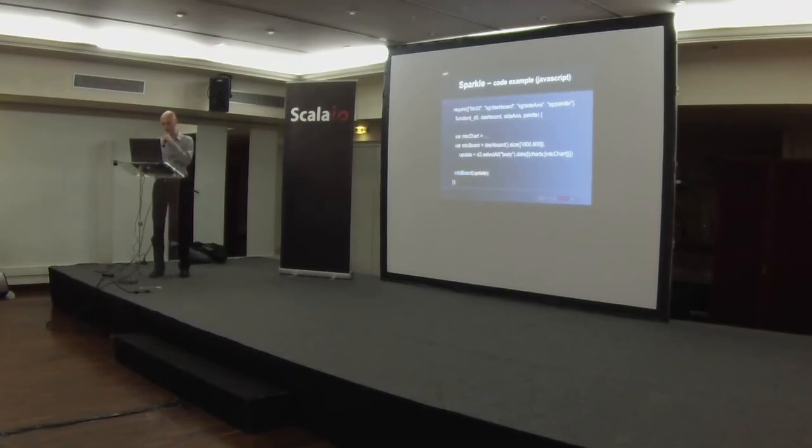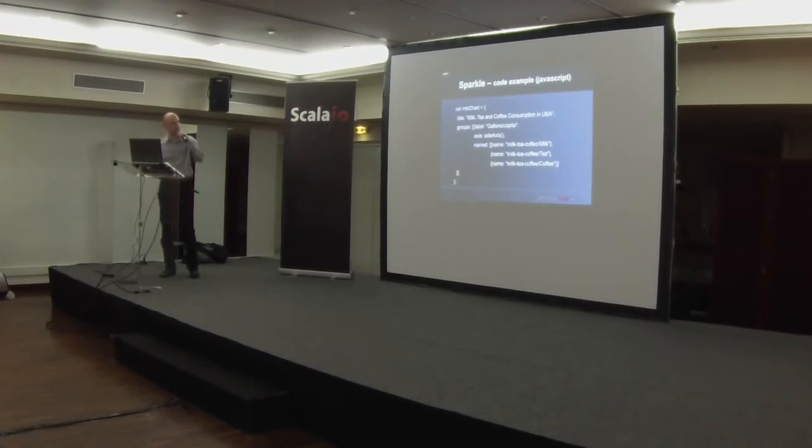We can have several charts in a dashboard. Here I have only one. And this is how we create a chart. We define a group and we take the names from a CSV file. We give the name of the CSV file and the name of the columns, and Sparkle will take this data from the CSV file.